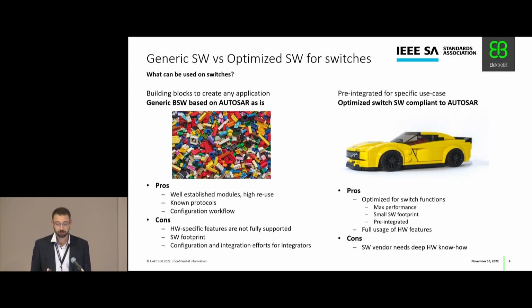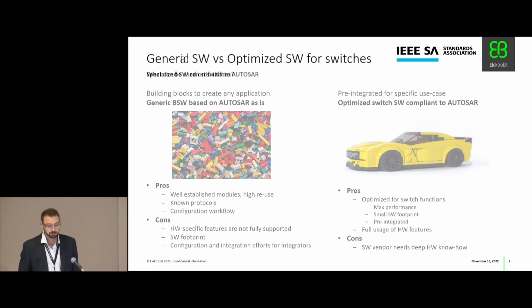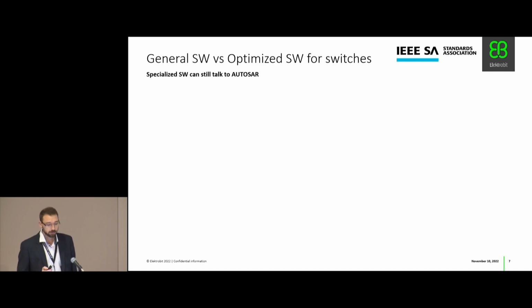Another example. At home, in your router, you don't have Windows, right? You use a special firmware. So there are some doubts in the industry that maybe specialized software will require special interfaces, and the interoperability topic is very important. So it's a bit dangerous.